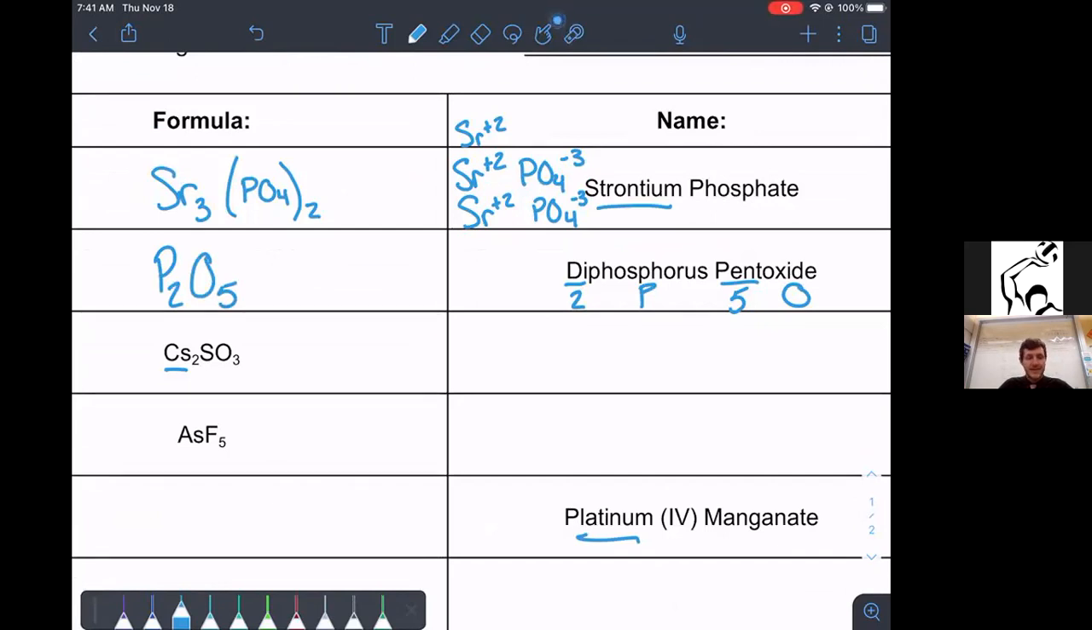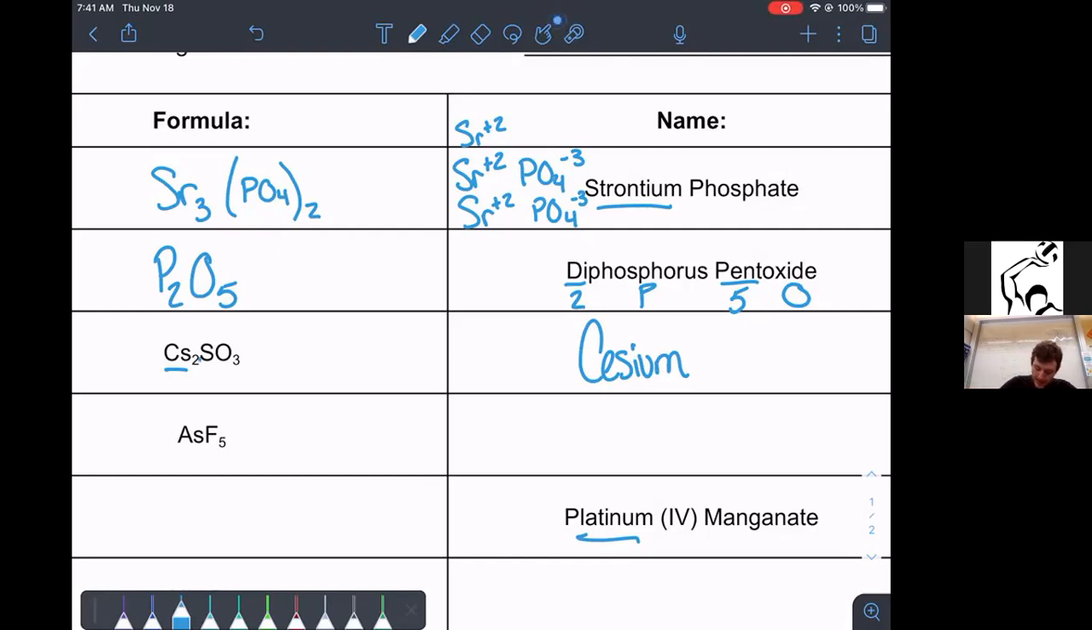All right, now we have Cs2SO3. And that one's ionic again, which means we have to figure out the metal first, which is cesium. And because cesium is in the first column, it means it has 1 valence electron and it can't have more than 1, which means it just stays as cesium.